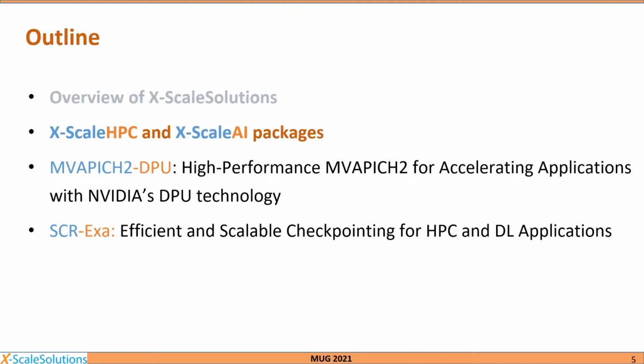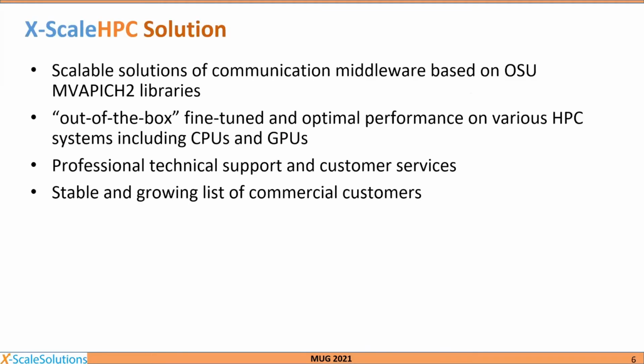And next, I'm going to touch just briefly on the two existing products. One is HPC and the other one is the AI package. For the HPC one, we mostly focus on providing commercial support. We fine-tune as well as customize the MVAPICH library and its families to whatever the customer orders. And we currently have a stable and growing list of customers.